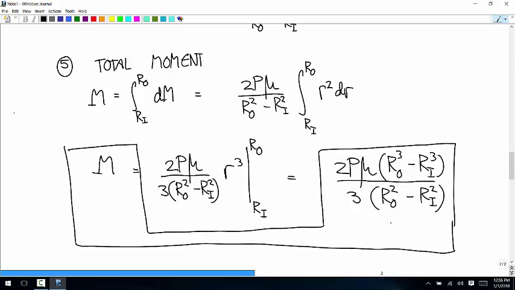Notice that it does get simple if it's a solid circle, the cross section, and not a hollow one, because then the r inner cubed and the r inner squared are gone, and then you just have an r outer on top. Then you can cancel stuff.